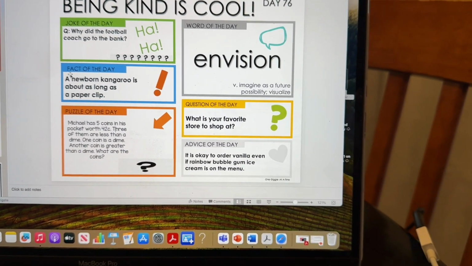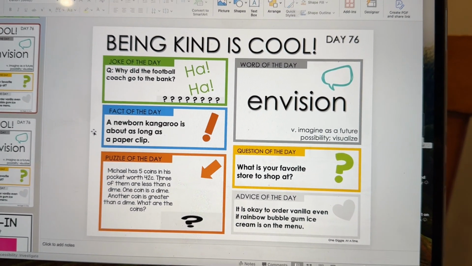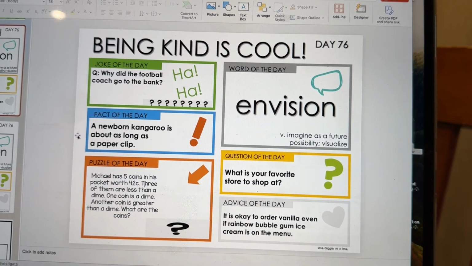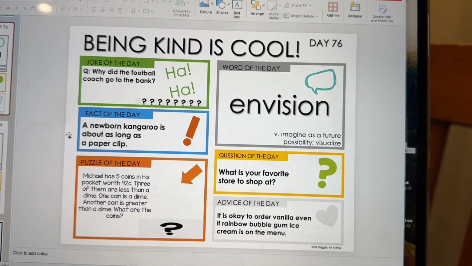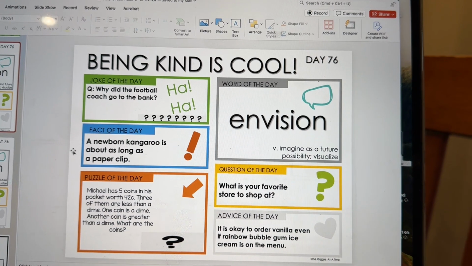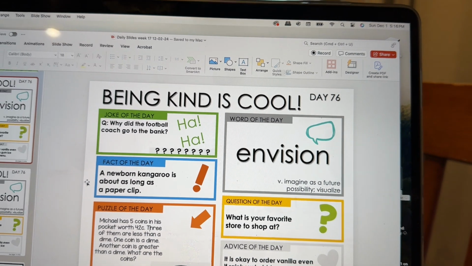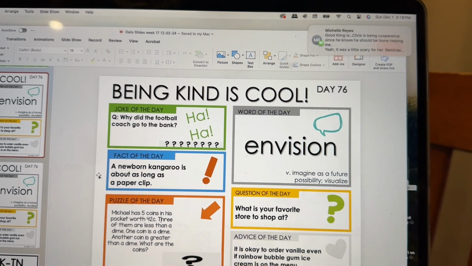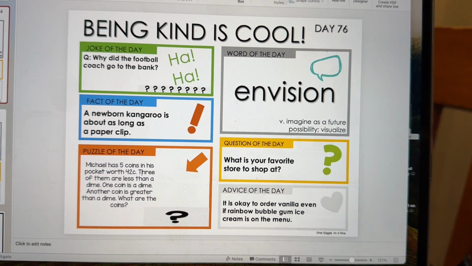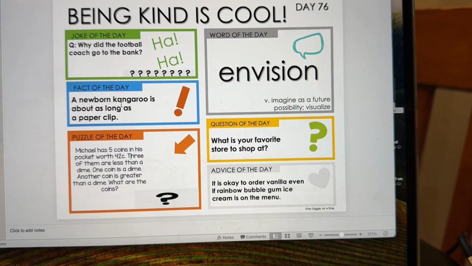We talk about the fact of the day. A lot of times I will pull in inferencing with the fact of the day. This one, a newborn kangaroo, is about as long as a paperclip. I might say something like, so what can you infer about a kangaroo's growth rate between their birth and their first year? And then if I have a picture to show of a 1-year-old kangaroo, I could do that. Just to give you an idea of how I use that as an ELA technique.